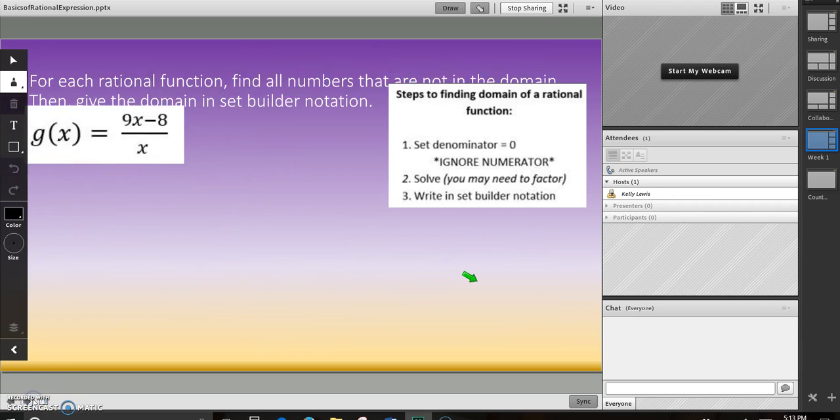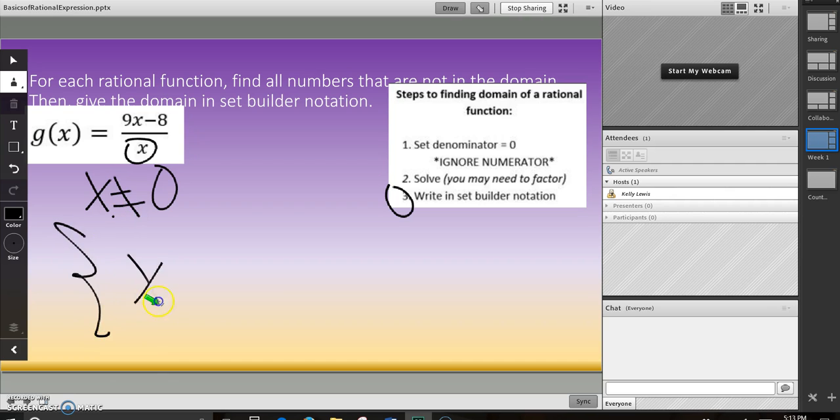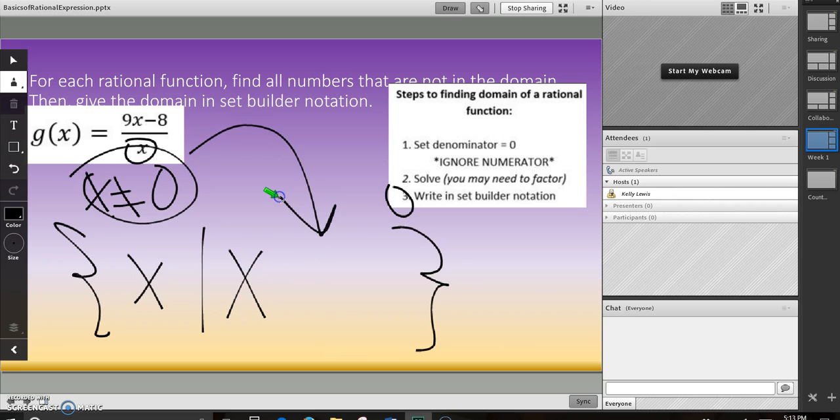Do another one. All right, set the denominator equal to 0. That's the denominator. Ignore the top. We're done. And then we write in set builder notation. But remember, what we're really doing is finding what x cannot equal. So that's our shell. And then we take that guy and pop it in right there. So x cannot equal 0. And that's our answer.